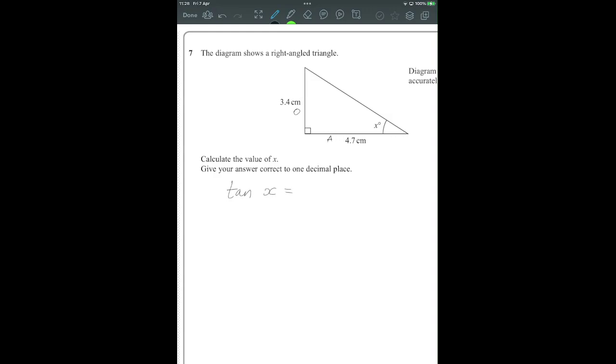So tan x equals opposite over adjacent. That's 3.4 over 4.7. So x is tan inverse of that thing. I could work that fraction out and write down some decimal places, but there's not really any point. Might as well leave it exact for as long as possible. That comes out 35.882, etc. Check what they want us to round to. They want the answer given to 1 decimal place, so 35.9.